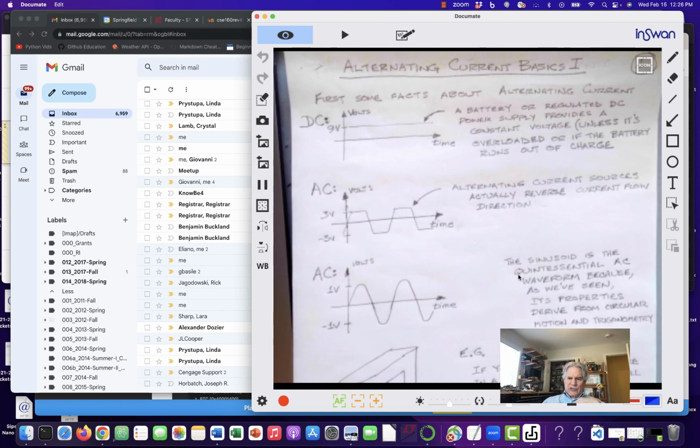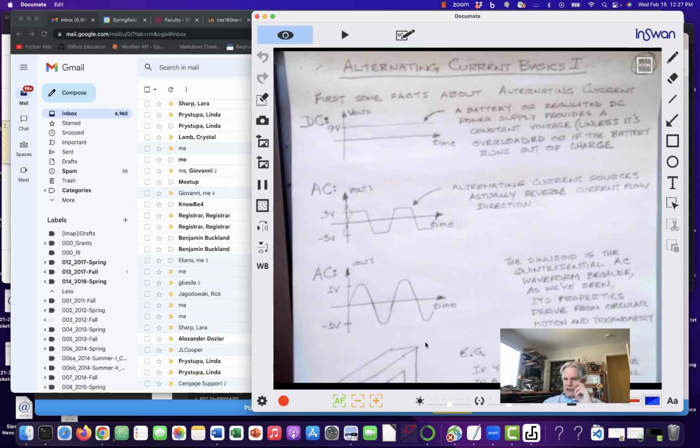The sinusoid is the quintessential AC waveform because, as we've seen, its properties derive from circular motion and trigonometry. Now remember, the unit circle and the altitude to the vector in the unit circle is the sine of the angle formed by the vector and the x-axis, and the cosine comes from the width, the projection of that vector on the x-axis. That length is the cosine of that given angle.